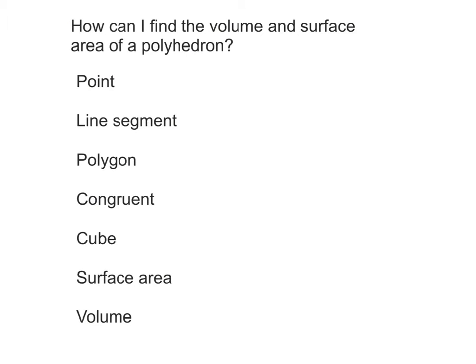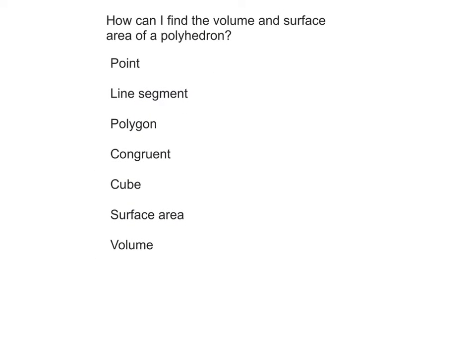All right, in this lesson, we're going to focus on how can I find the volume and surface area of a polyhedron, a three-dimensional solid. And there's some important vocabulary. The focus of this is really on our vocabulary here, and we're going to teach everything. We're going to be able to answer most of this question primarily through teaching the vocabulary, with the exception of surface area. I'm going to leave that one with some hints and see if you can figure out what in the world surface area means and how would you figure that out. The words we would look at would be point, line segment, polygon, congruent, cube, surface area, and volume.